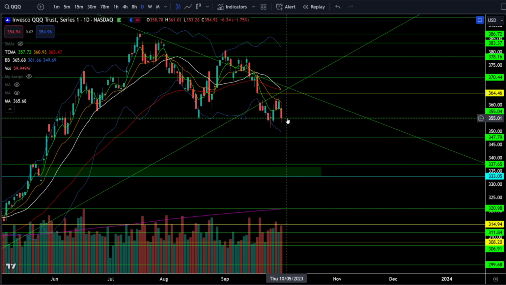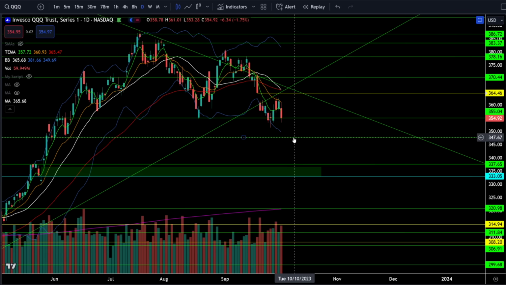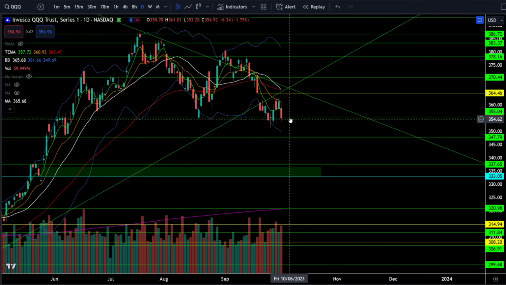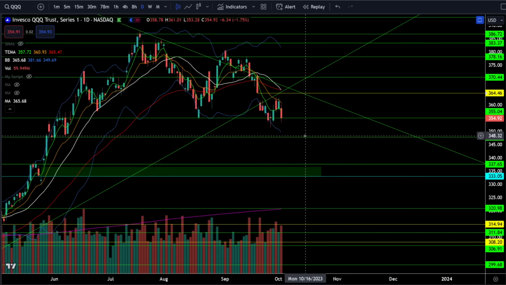So 355 is still the critical support, and if we break it, the equivalent of SPY 420 on the triple Qs will be this level at 347. So you have two critical support levels at 355 and then 347.